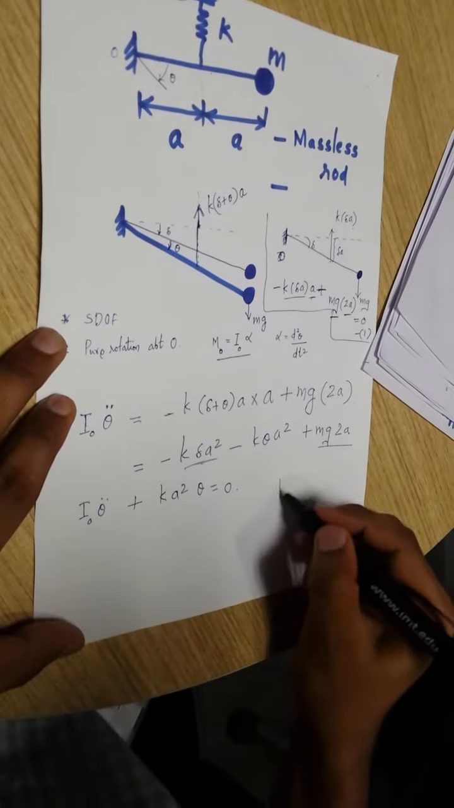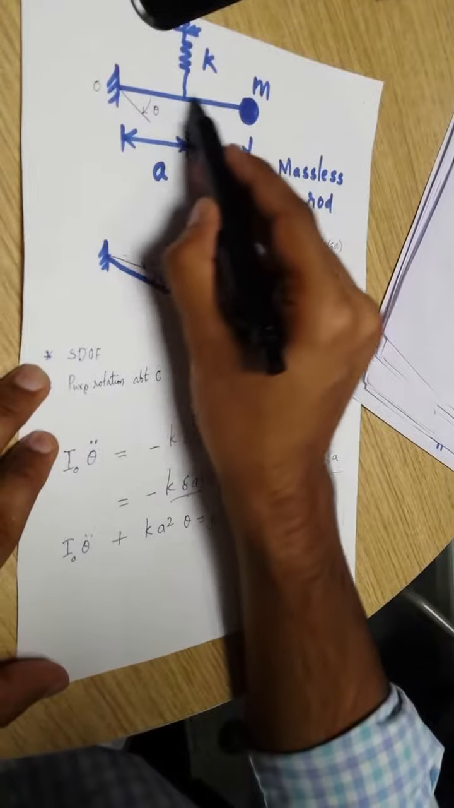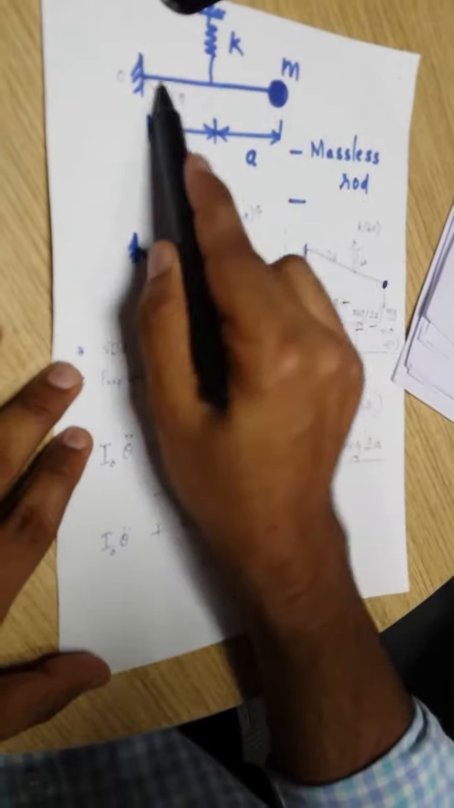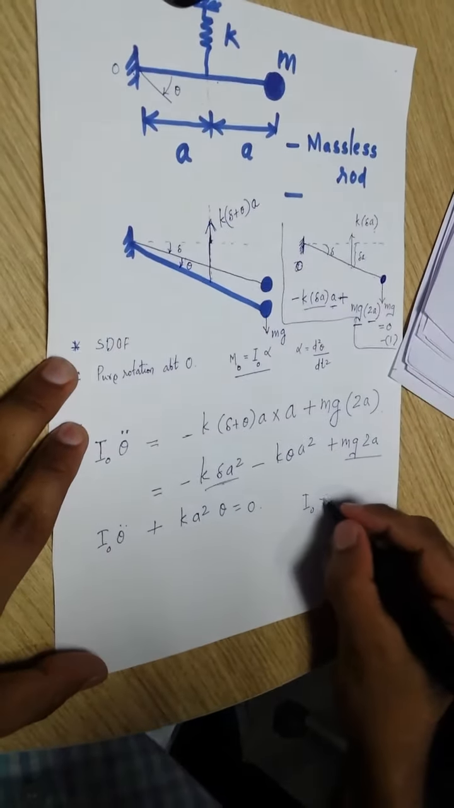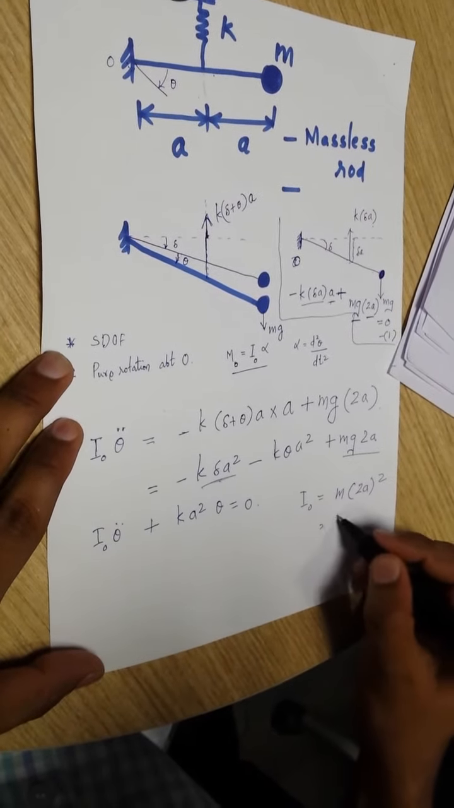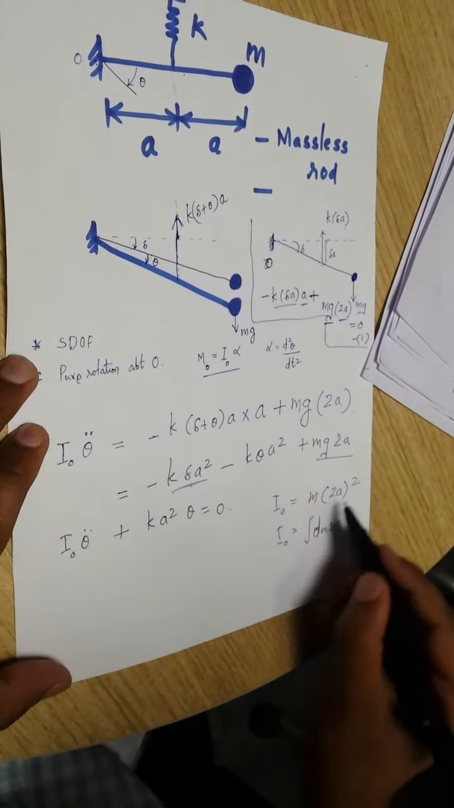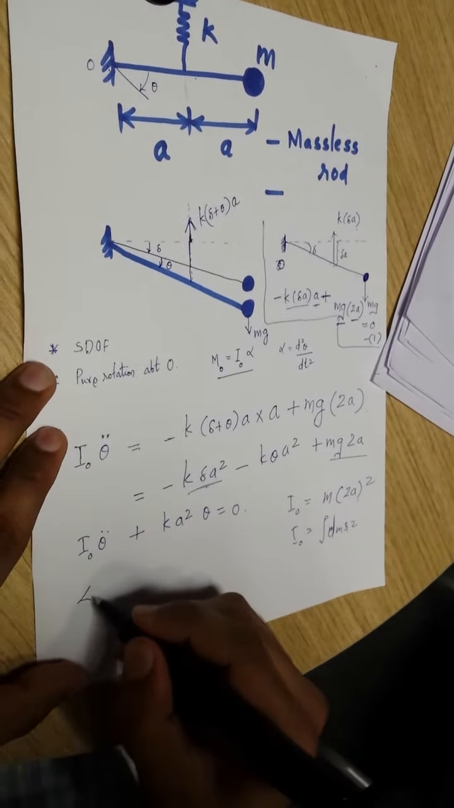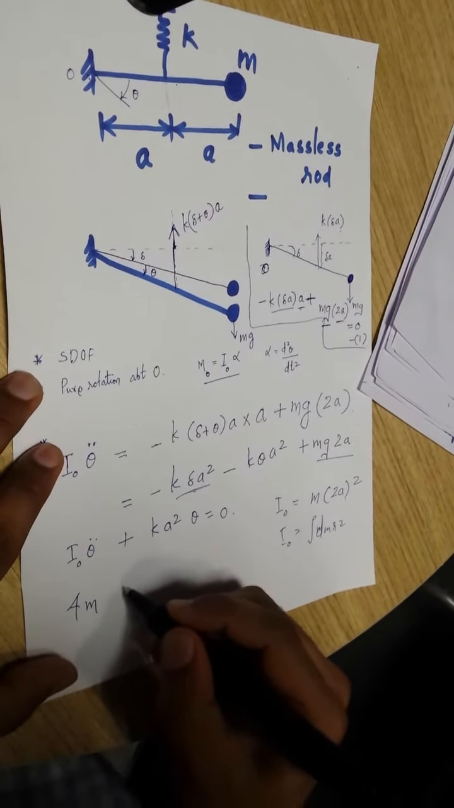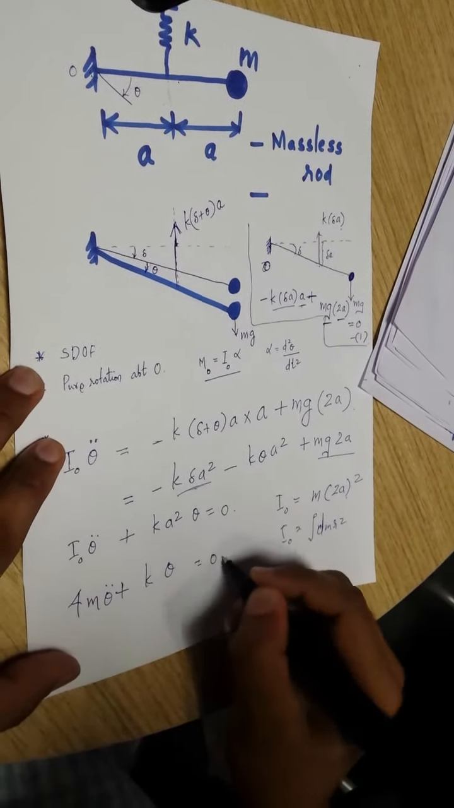Now what is I0? This is the mass moment of inertia of the system about this point. The rod is massless, so there is no moment of inertia contribution from this rod. There is only a mass which is sitting at a distance 2a, so it will be m into 2a whole square. The general equation is the integral of dm r square. Since this is a discrete system, it will be 4m a square theta double dot. A square will cancel, plus k theta is equal to 0.